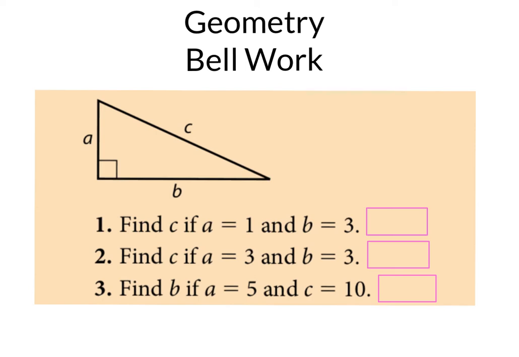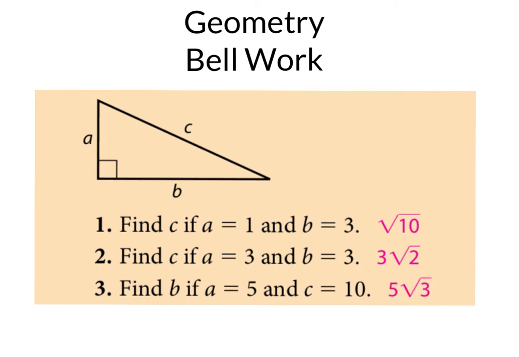So when you do a squared plus b squared, you should have gotten square root of 10. Again, finding c, your 3 and 3 were both your legs. 3 square root of 2. Some of you may have gotten the square root of 18. That is the simplified square root of 18, which is what we're going to be doing today. And then finding b, given your a and c, you should have gotten 5 square root of 3.